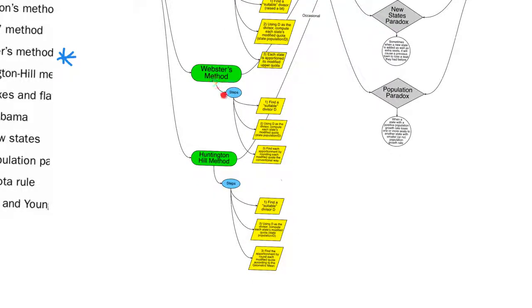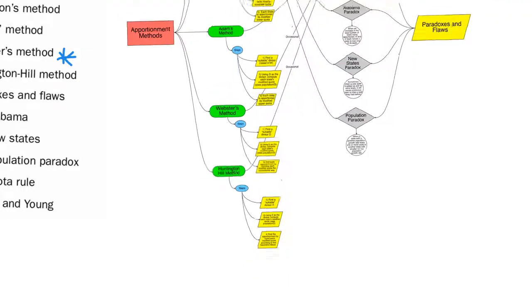The steps involved are to find a suitable divisor, which is code for the fact that it might require some trial and error. Step 2, you're going to use D, the suitable divisor, as the way to compute each state's modified quota. And then finally, step 3, you're going to find each apportionment by rounding each modified quota in the conventional way. Okay, so let's take a look at that.